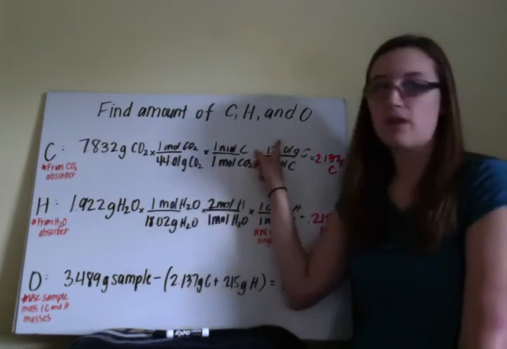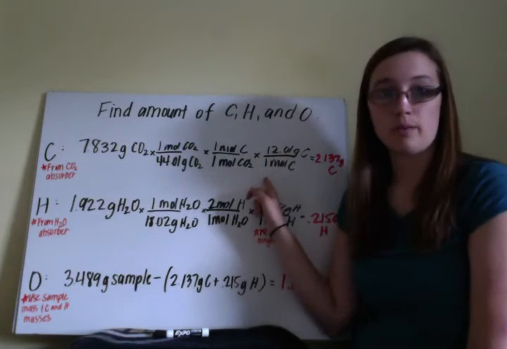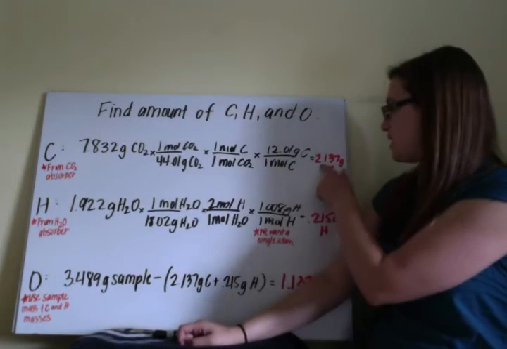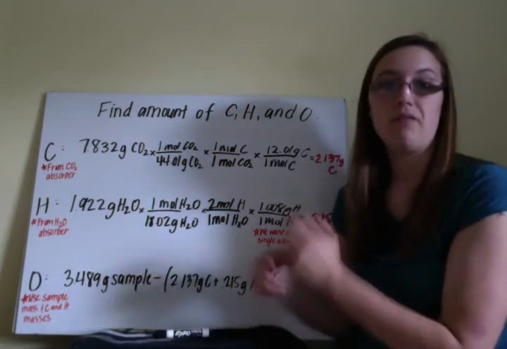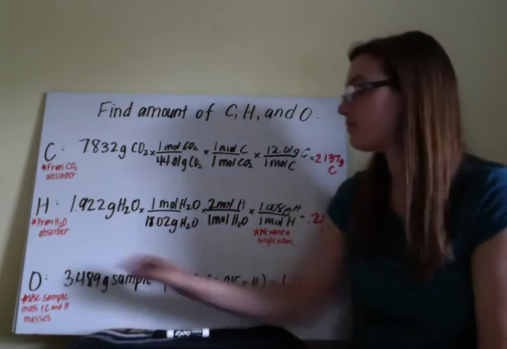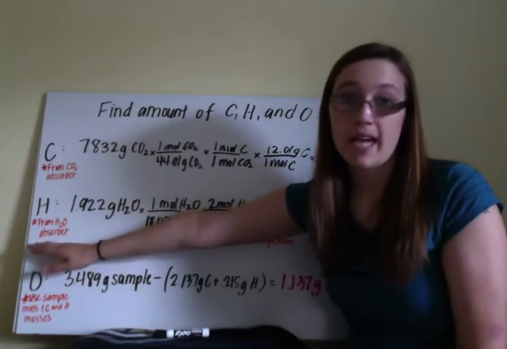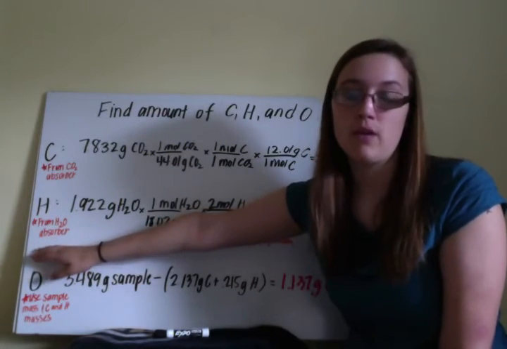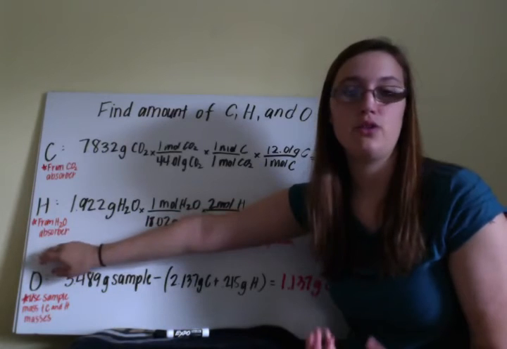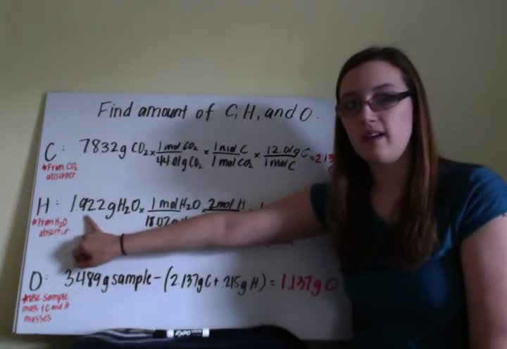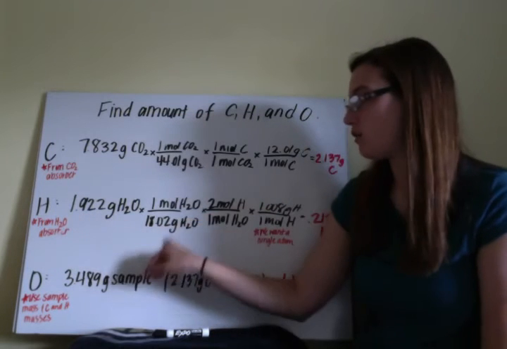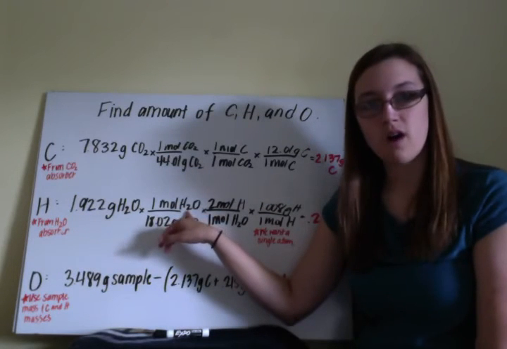Then I went to grams of carbon using the molar mass. What I found is we have 2.137 grams of carbon that we produced from this sample. Then I can do the same thing with the water, right? All of the hydrogen went into the water. So from the water absorber, we had 1.922 grams, okay, grams to moles of water.